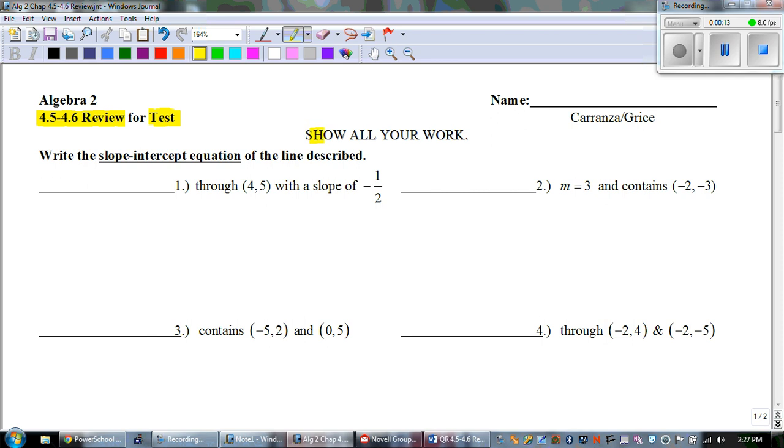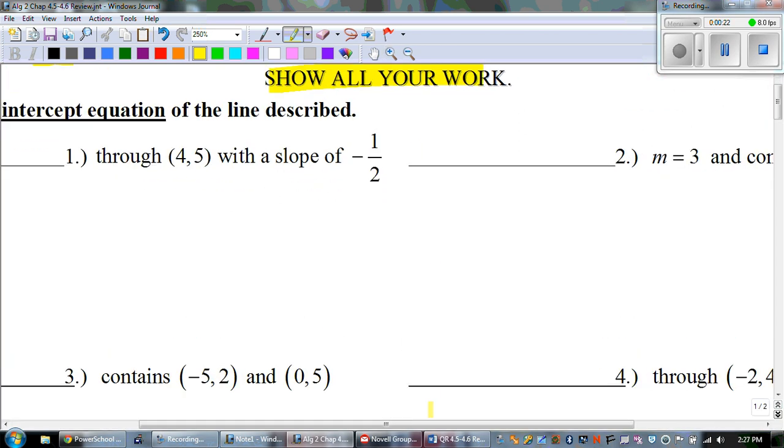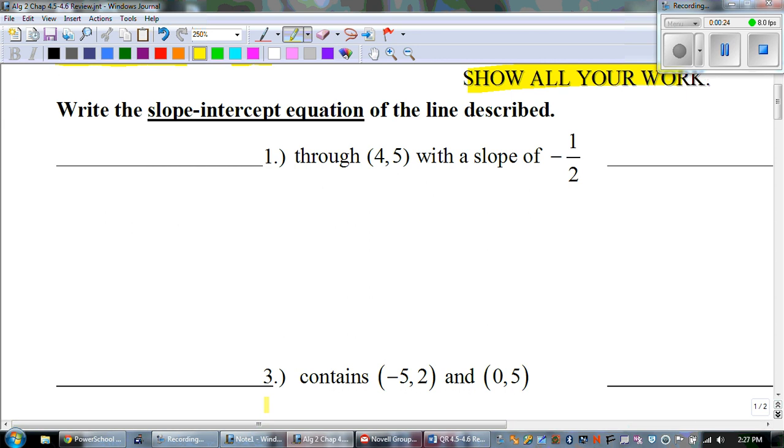All right, remember to show all your work. So write the slope-intercept equation of the line described. Now, looking at number 1, the two things they give us is they give us a point and they gave us a slope. So just remember that mathematicians weren't very crazy with all of the names that they made for these formulas. So when they give us a point and a slope, guess what? You use the point slope formula. I've already written it down.